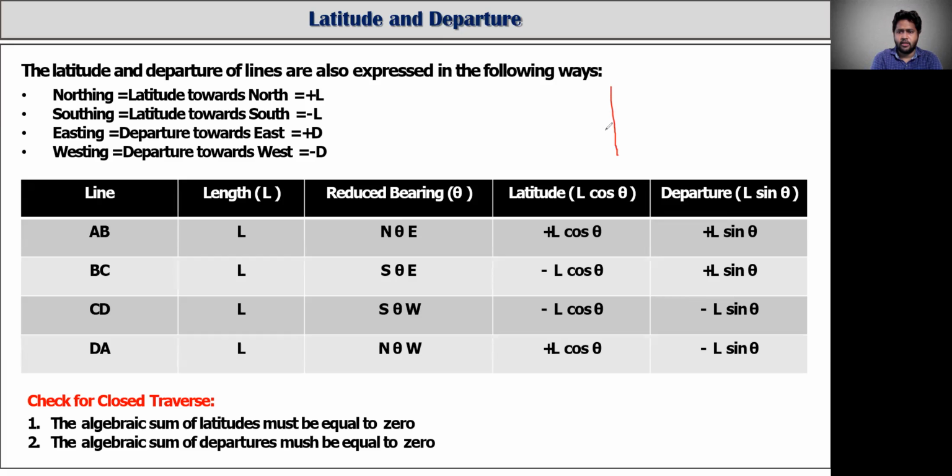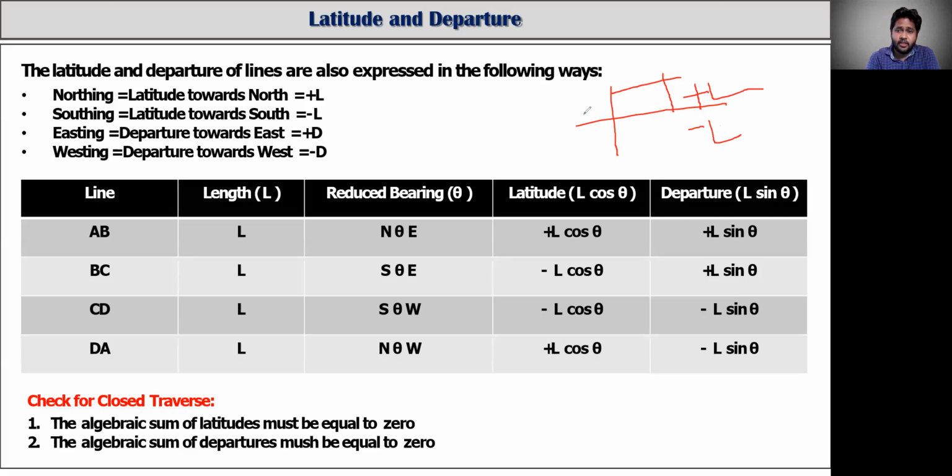So these are my coordinates. We know latitude is a vertical line and departure is a horizontal line. In this coordinate system, north is plus L, that is positive latitude. South is minus L, this is called minus L.